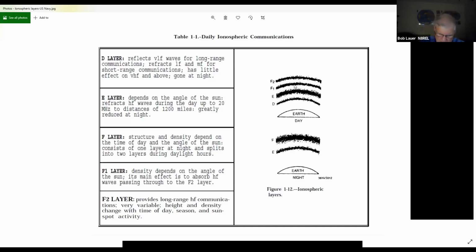The F1 layer can sometimes absorb some of the HF, but if you can get your high frequency, below 30 megahertz signal to bounce off the F2 layer, you can get some distance on that. Now that's during the day, but during the night, something funny happens. The D layer pretty much goes away. The E layer shrinks a bit, and the F1, F2 layers combine. So these reflecting parts of the atmosphere, first off, they're higher up, and the density is somewhat different.